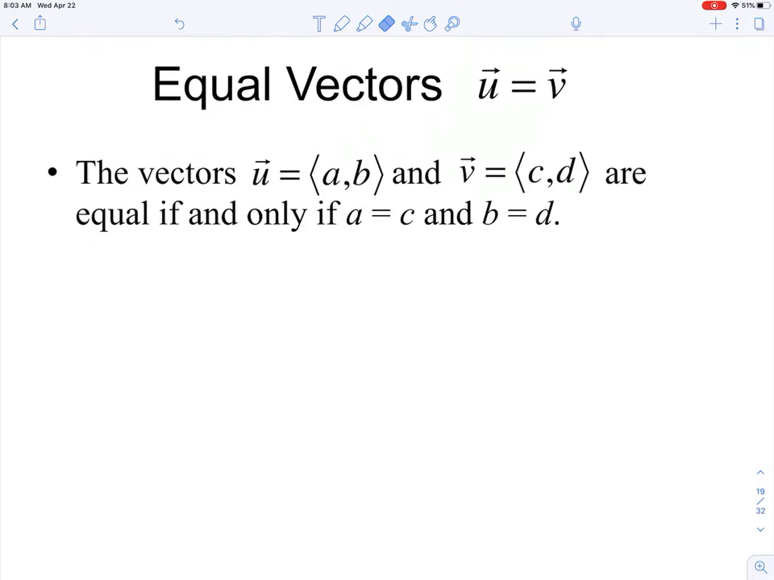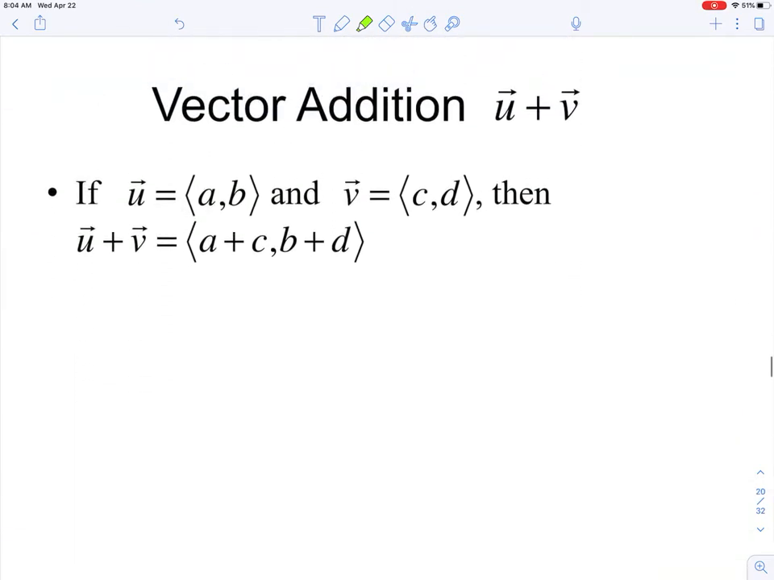We talked about how two vectors could be equal to each other if they have the same magnitude and the same direction. Well, that means that if two vectors are in standard position and they're equal to each other, they have to have the same horizontal components, meaning A must be equal to C, and the same vertical components, meaning B would have to equal D. They would have to terminate in the same place.